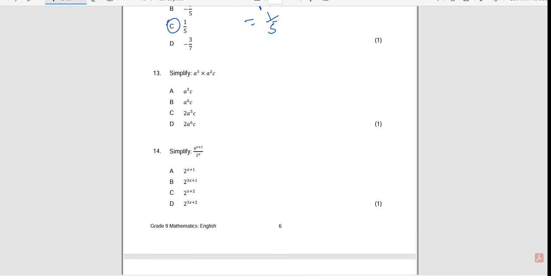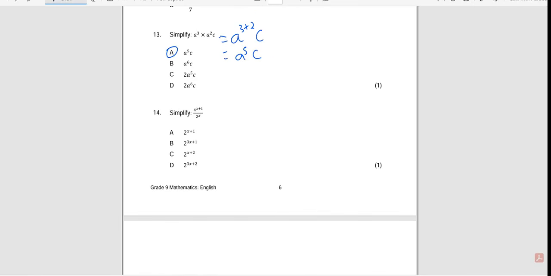Number 13, these are exponents. Simplify. The question says simplify, guys. These are exponents. When the bases are the same and there is multiplication, we add exponents. We have base A here. It's going to be A to the 3 plus 2c, and the answer is going to be A to the 5c. The answer is A.